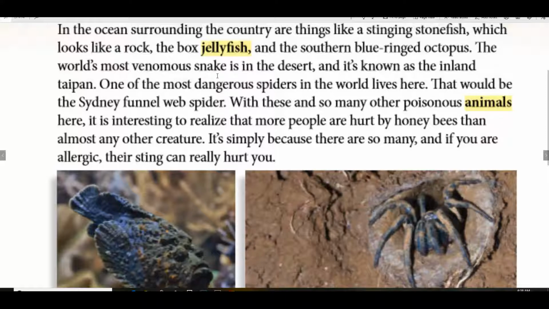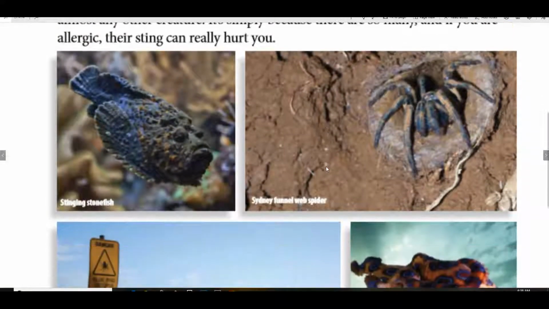One of the most dangerous spiders in the world lives there. Ooh, I don't like spiders. That would be the Sydney funnel web spider. Ooh, he's so ugly. With these and so many other poisonous animals here, it's interesting to realize that more people are hurt by honeybees than almost any other creature. It's simply because there's so many, and if you're allergic, their sting can really hurt you.